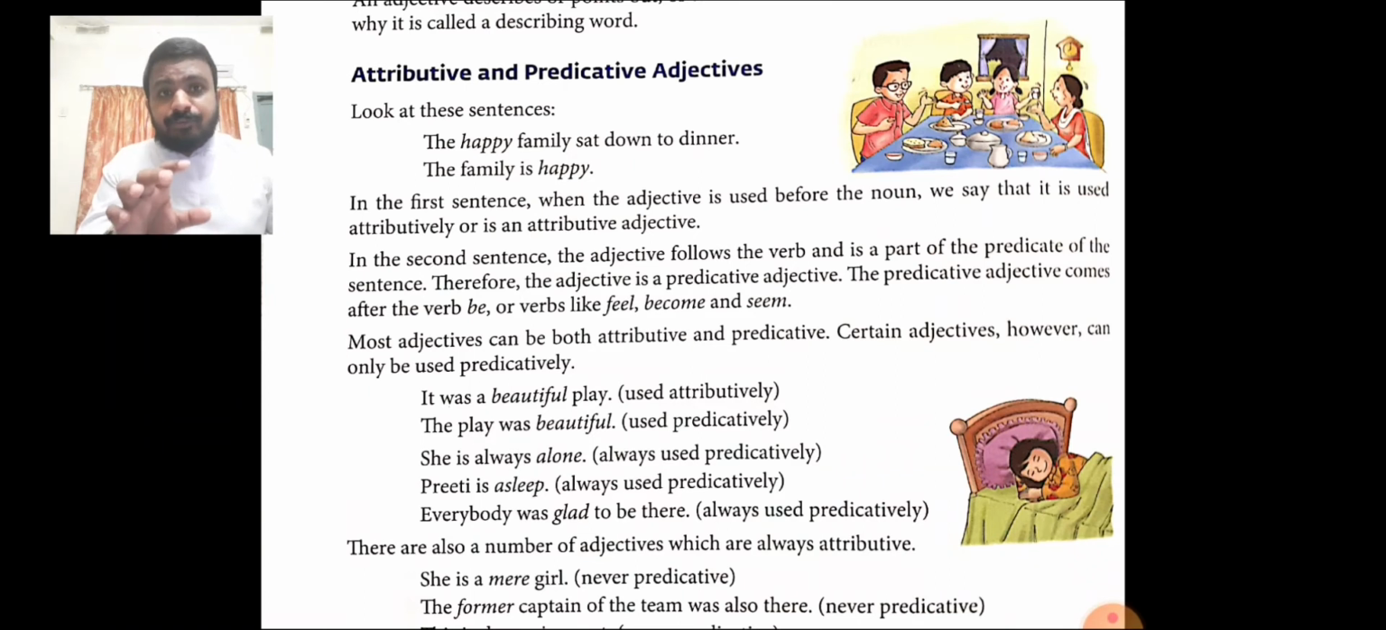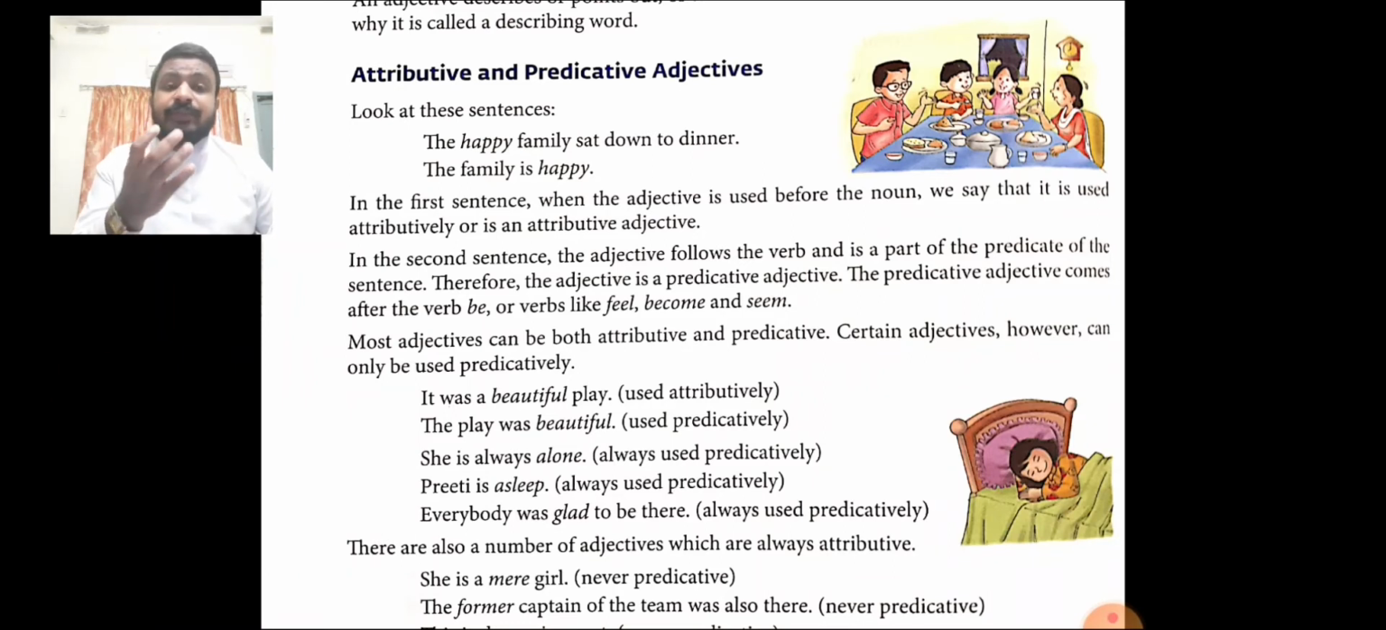Now we are going to see about predicative adjective. Two rules. First rule is, the adjective should be in the predicate of the sentence. Second rule, most important one, it should come after the verb feel or become or seem or the forms of be. Remember friends, if an adjective is being used predicatively, then it should come after the forms of the verb be, that is, was, were, are, all those. Then the verbs like feel, become, seem. Or else, it will be becoming an adverb. We'll be seeing that in the last phase of this chapter.